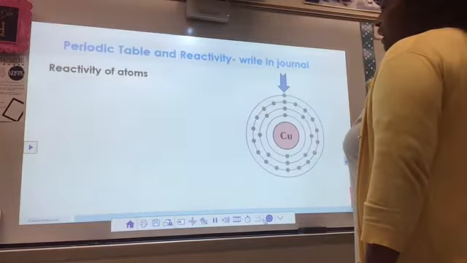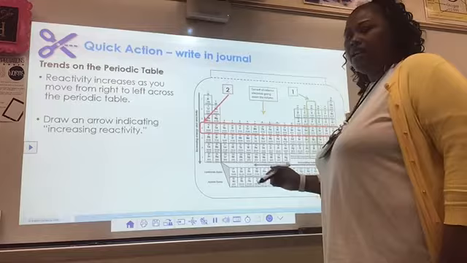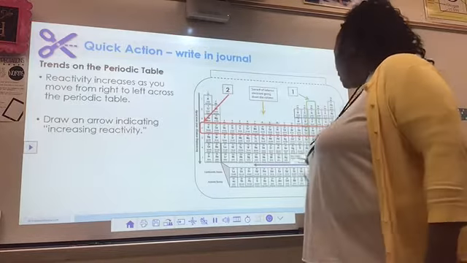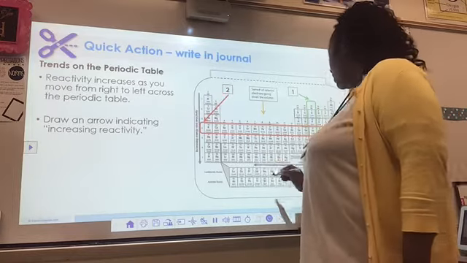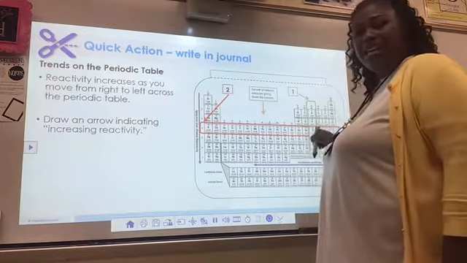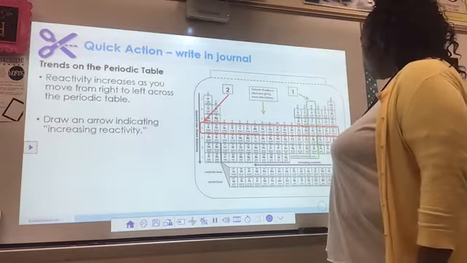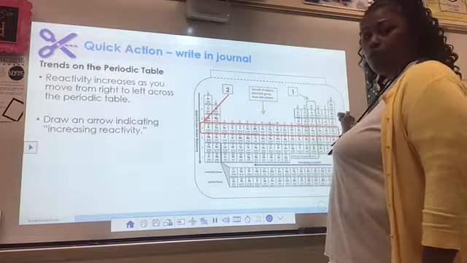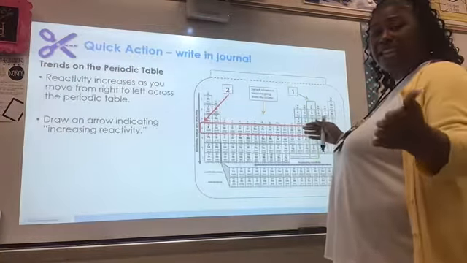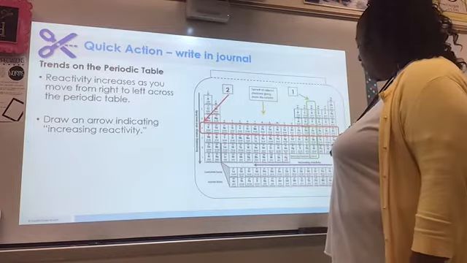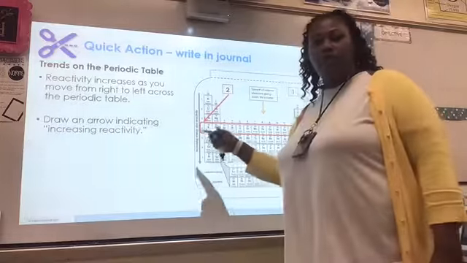And last, what we're going to add to our periodic table is reactivity again. As you go from right to left, your reactivity is going to increase. So you're going to draw a line on your periodic table down here, and you're going to write increasing reactivity. Because like we said, group 18 is going to have a full valence electron shell, because the max is 8 and they have 8. So they're happy. So it's not really reactive, but the closer we get to 1, the more reactive it is.